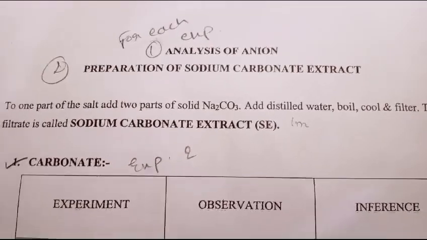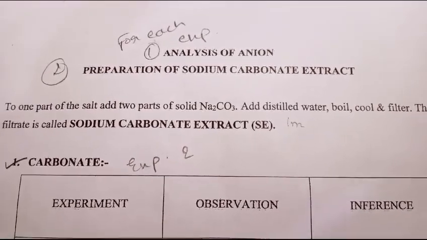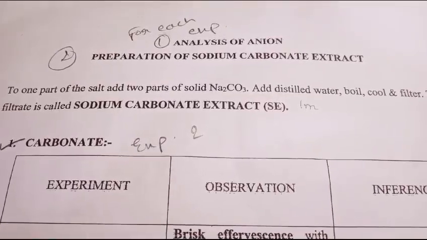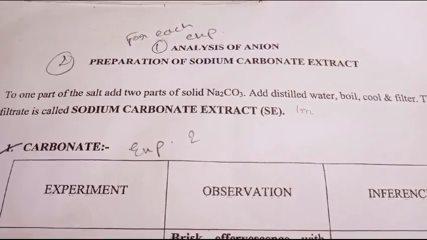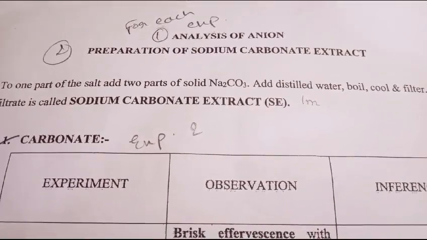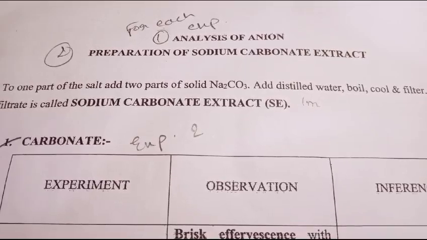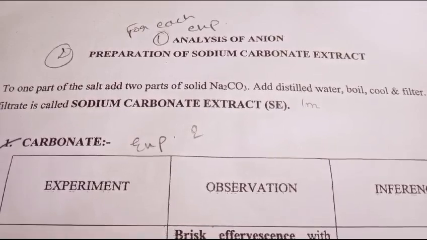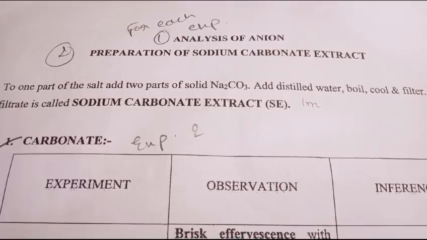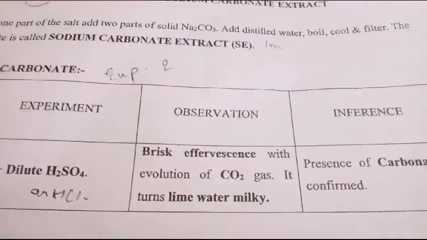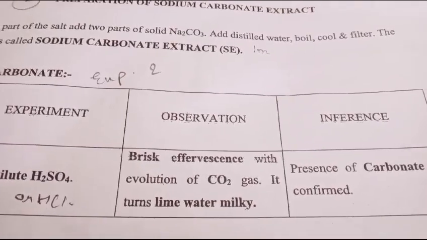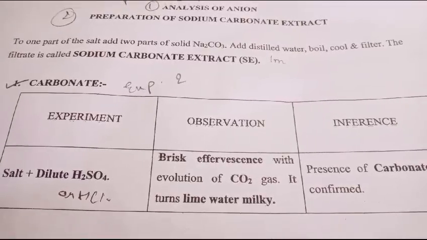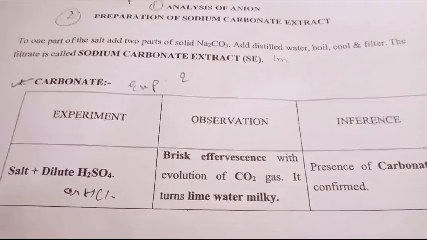For anions, we have to prepare sodium carbonate extract. Take a test tube, to one part of the given salt, add 2 parts of solid sodium carbonate. One spatula of salt and two spatulas of sodium carbonate in a single test tube. Add distilled water, boil, cool and filter. The filtrate is called sodium carbonate extract.